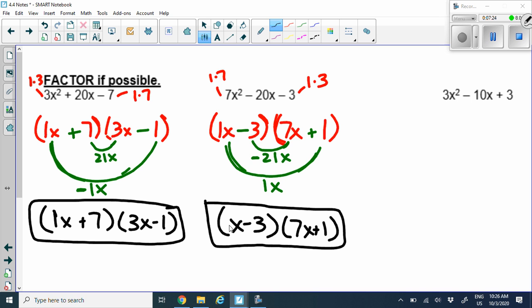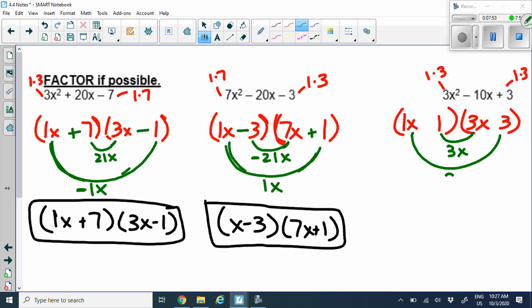Okay, I would like you guys to go ahead and pause the video and try the next one. Okay, let's see what you got. So here we have 3 for our constant and 3 from the top. So 1 times 3. Create two sets of parentheses. So I have 1x and 3x and 1 and 3. Okay, let's do some multiplication here. So 1 times 3x gives us 3x. And 1x times 3. So if I do 3x and 3x, will that ever give me 10x if I add or subtract? No. So I'm going to go ahead and switch.